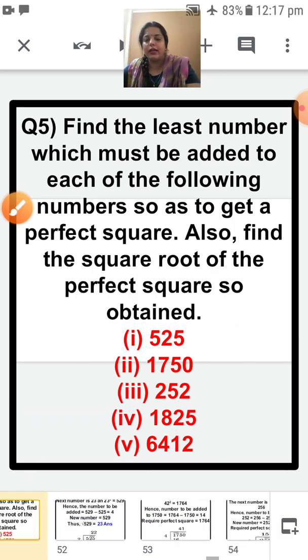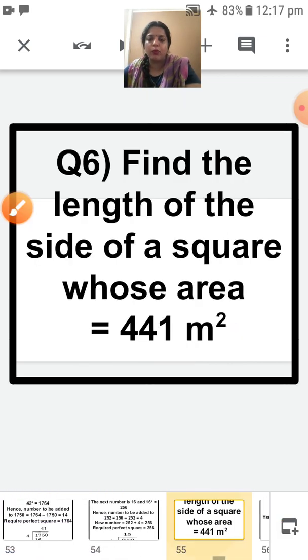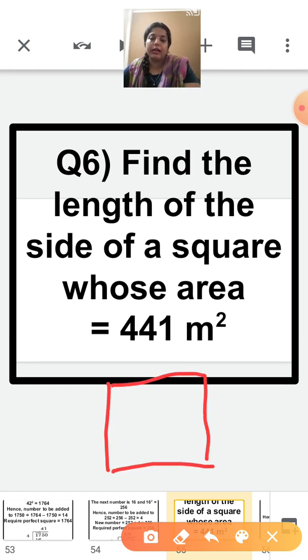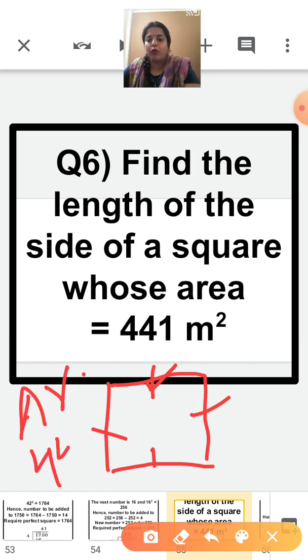Okay, now let's move to question number 6. What is question number 6 saying? Question number 6 is saying, find the length of the side of a square whose area is this. Now the question is about a square. Square means all 4 sides are equal to each other, like this. Now the question is giving you that the area of the square is 441.